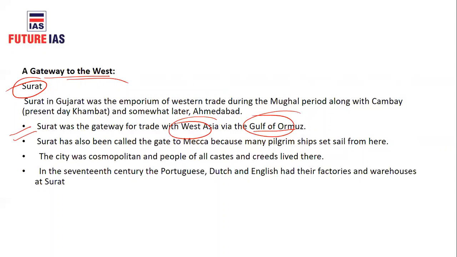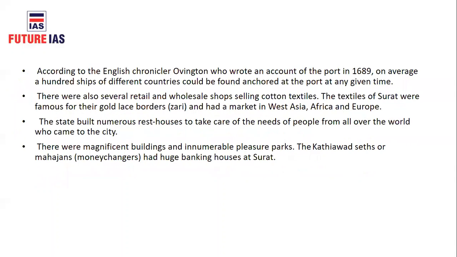Surat is also known as the gate to Mecca, because through this port various traders used to come and enter into trading practices with India. The city was cosmopolitan, so people of different castes and religions lived there. Not only that, but the Portuguese, Dutch, and English used to construct their factories and warehouses at Surat to practice trade with the Indian merchants.